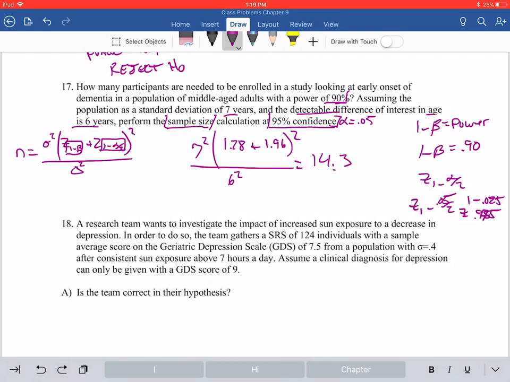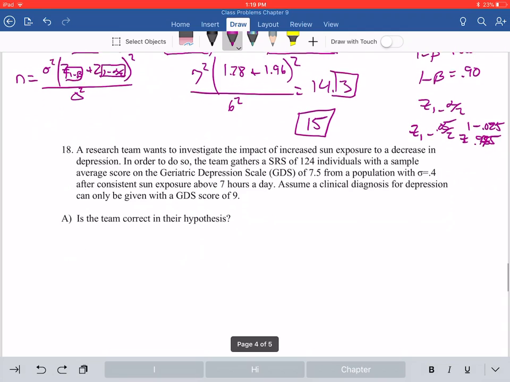Now, you can't get 0.3 of a person, so we round this up to 15, and even if you wanted to be more accurate, you'd probably round this up even higher, because there will be people lost to follow-up, people who just decide not to participate in your study, people might die, might move, relocate, who knows. So you always want to have more, because this is the minimum number of people at this particular power and confidence you need for this type of test.